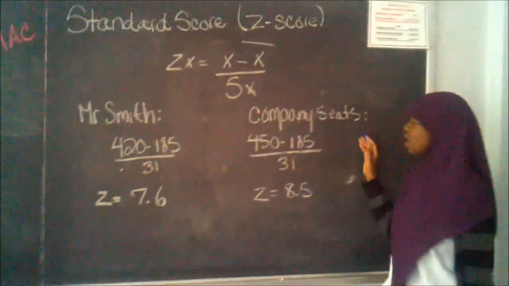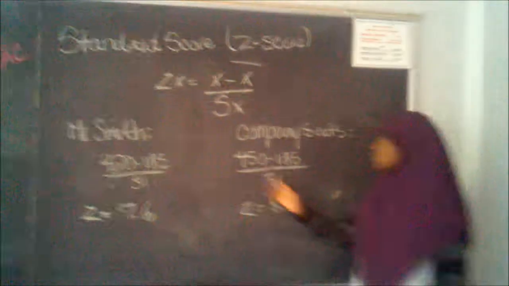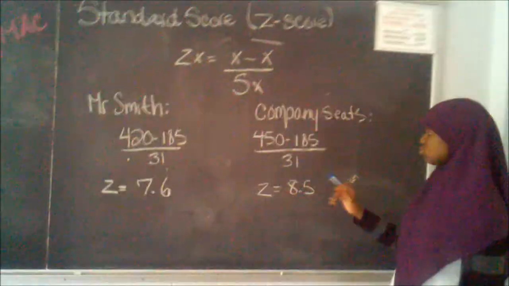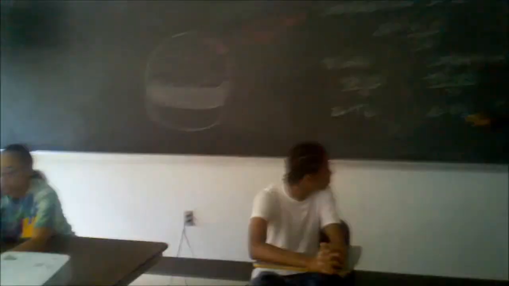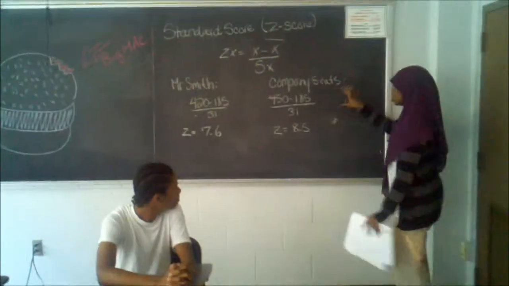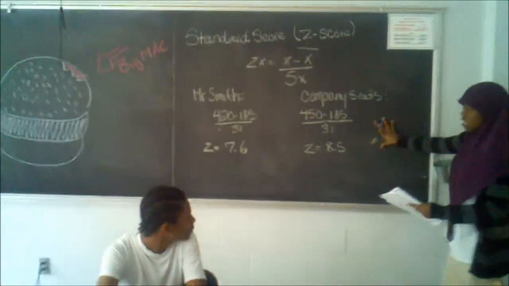Here we have the company's chair. This was the chair you claimed you sat in. 450 minus 185 over 31. Objection. Are you calling my client a liar after he raised his hand? Overruled. The Z-score is 8.5. So looking at these numbers, if we compare them, we can see that the chair is more than able to sustain your weight.